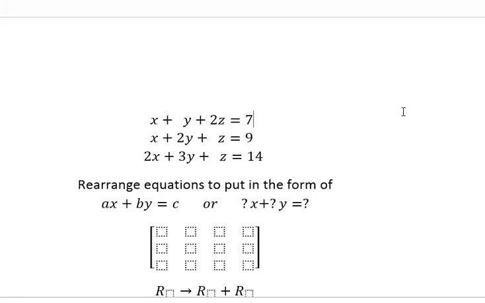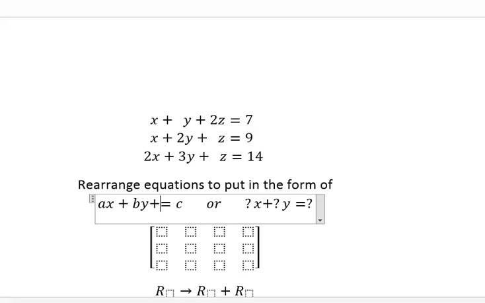So here we have our first example with three variables. We have these three equations here: x plus y plus 2z equals 7, x plus 2y plus z equals 9, and 2x plus 3y plus z equals 14.